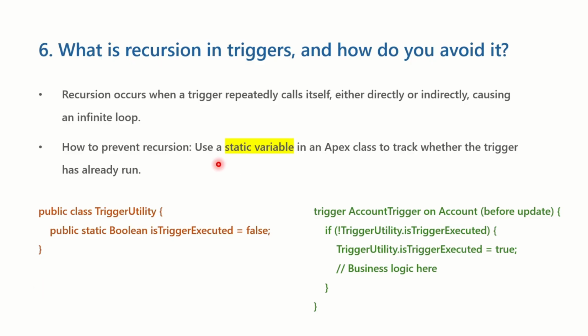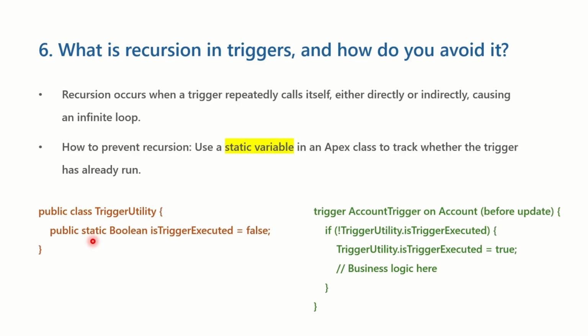Now how to prevent it? You have to use a static variable. This is my trigger on Account, and this is the trigger utility class, and I am making sure that once my trigger is executed, I mark it true. The default value was false, but once the trigger is executed one time, I mark it true, and in the next run I am not going to execute the business logic again. So recursion is not going to occur if you put such flags, but those flags should be static variables.